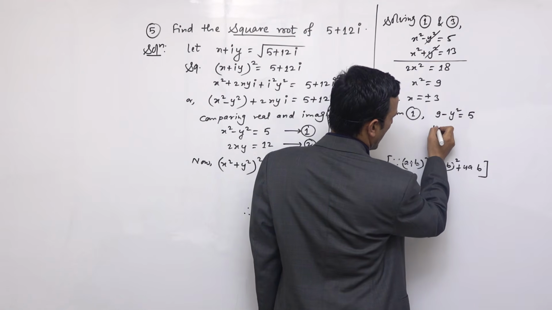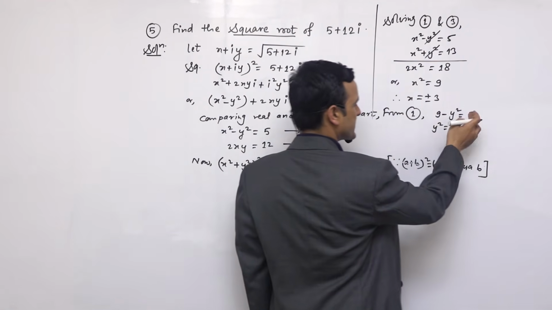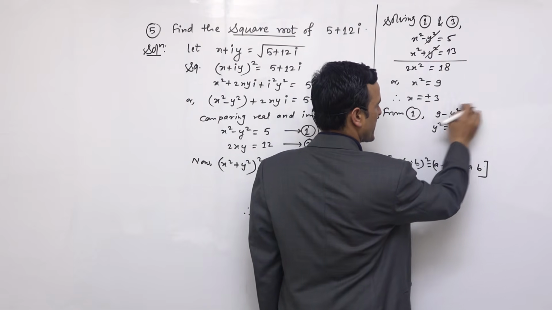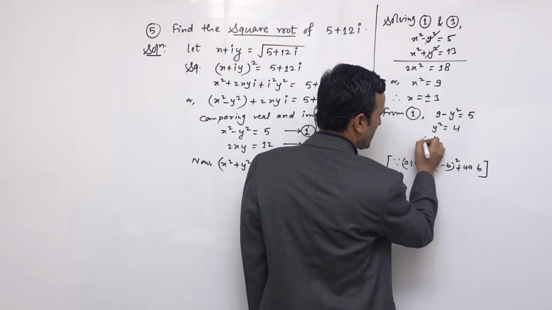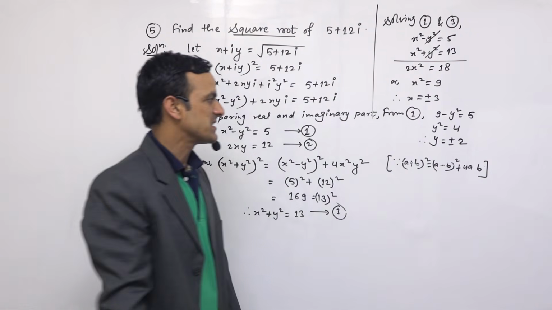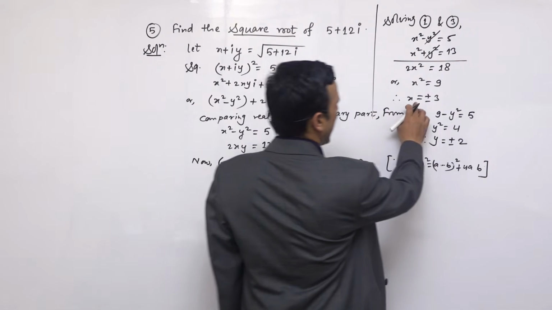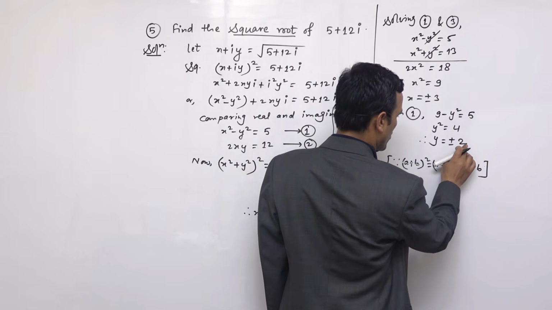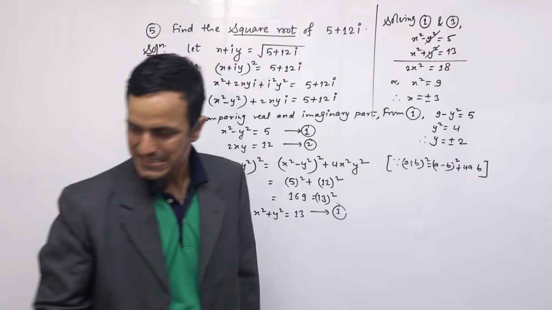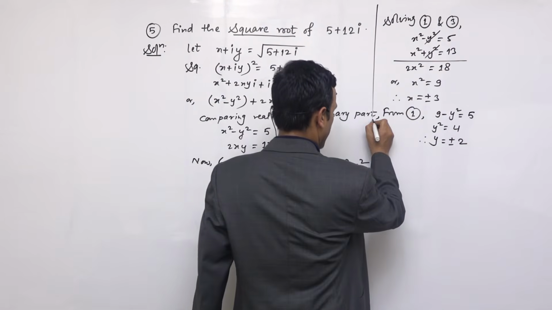Then y square is equal to 4, 5 minus 9 minus 5, 4, y square is positive. So from here we can say the value of y is plus minus 2. So this is the value of x and this is the value of y. So in this case we can find out the value of x and y.